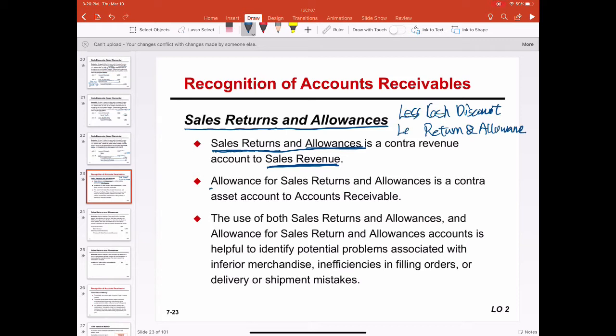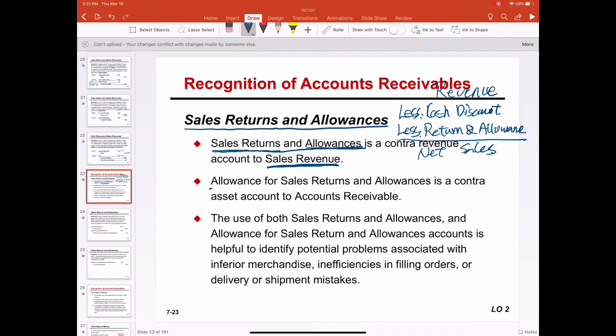So in the income statement, if the firm reports their gross sales, you will always see these two, and the difference is net sales.